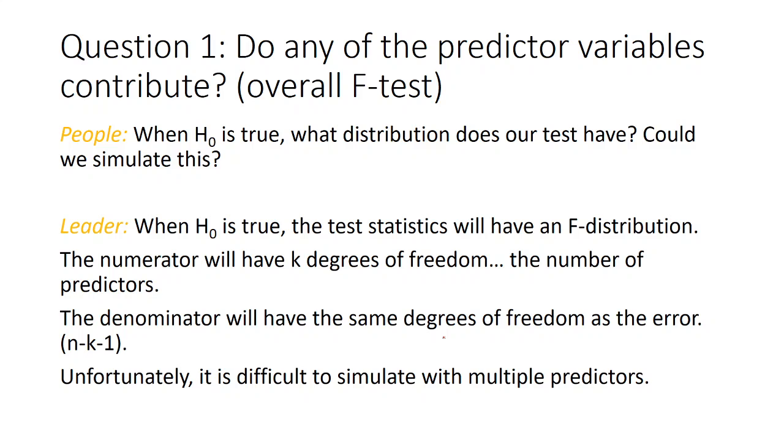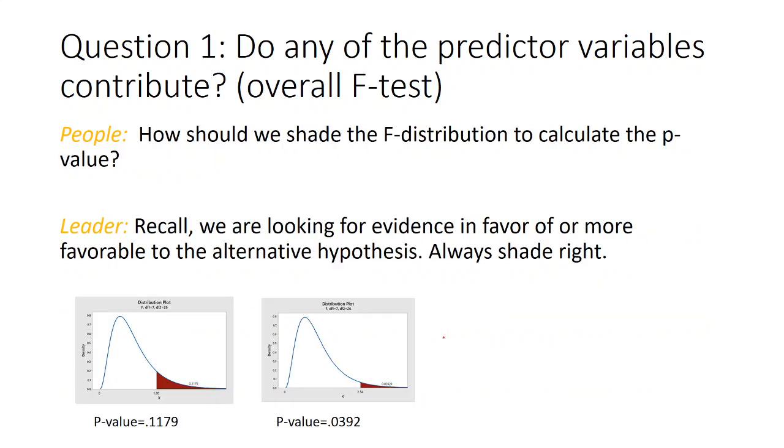The numerator will have k degrees of freedom. Remember, k is the number of predictors. And the denominator will have the same degrees of freedom as the error. That's n minus k minus 1. And still, unfortunately, it's difficult to simulate with multiple predictors. But still, we're getting someplace.